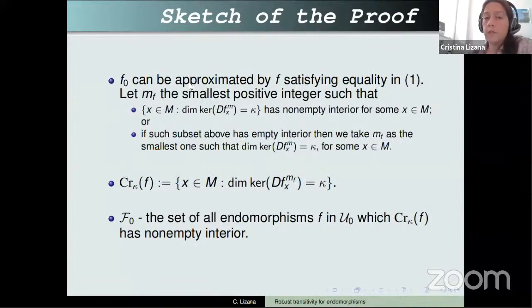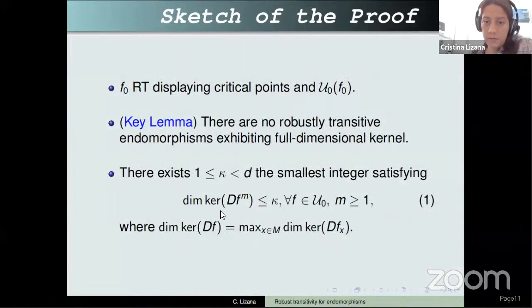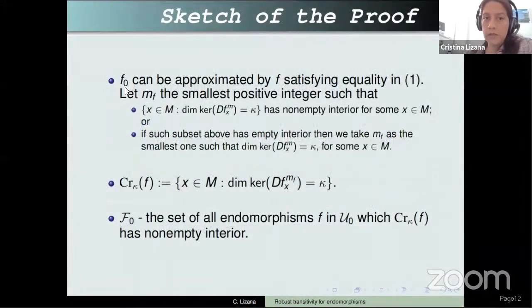So the initial map can be approximated by a map satisfying the equality before here. So the dimension is less than or equal to kappa, and you choose F where you have the equality, so you can approximate your initial map by a sequence of maps having the equality, and let us call MF exactly the time where this set has non-empty interior for some point. And in case this set has empty interior, then you take this number as the smallest one where you have equality. Okay.